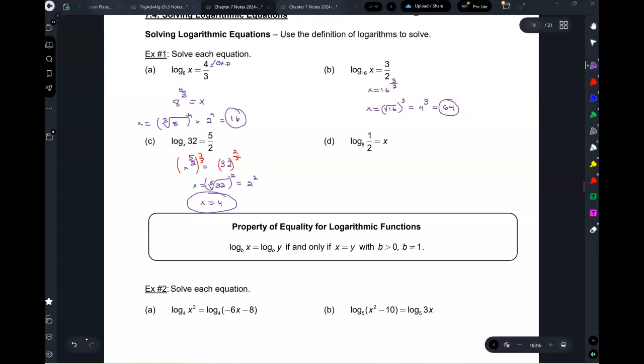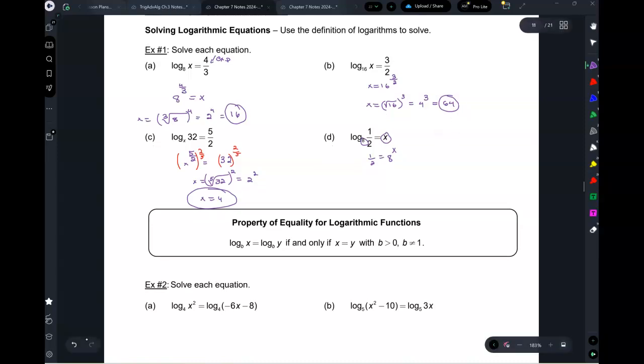Here we go. 1/2 is equal to 8 to the power of x, right? Base, exponent, equal to the power. Ooh, what am I going to do over here? Now this is a completely different one. Now my variable is in the exponent. Wait, what if I do what I was doing before, right? How would I solve this?